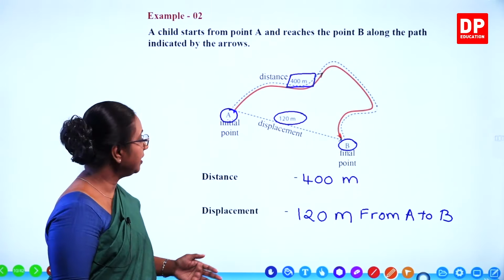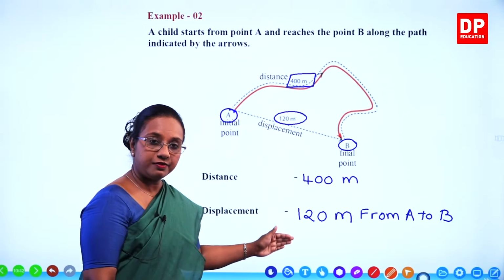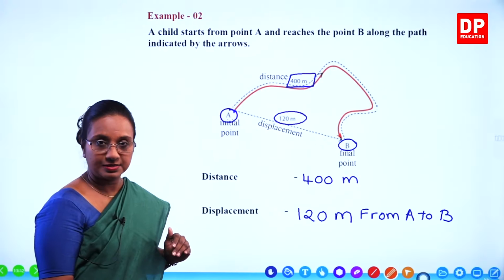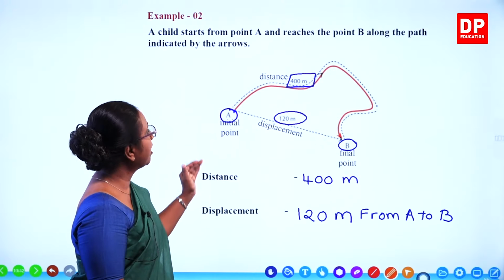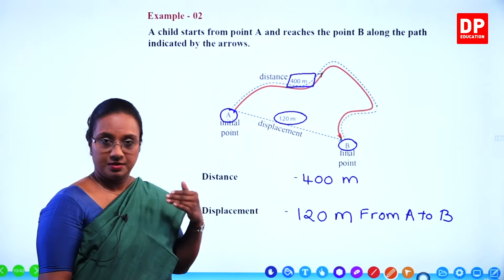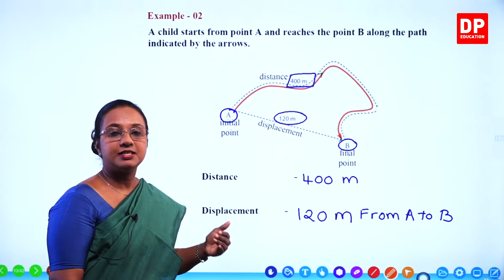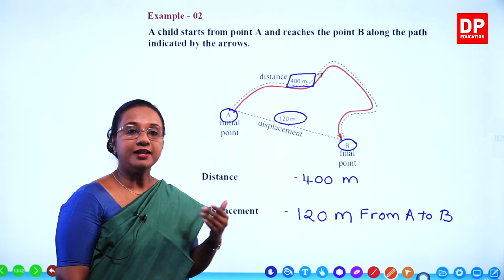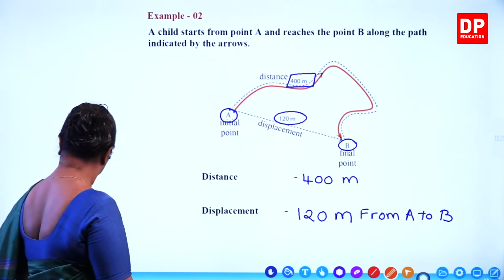Again, you can see the magnitudes are different and there is a direction for displacement. So this is where, for the same person undergoing the same motion, the distance and the displacement are different. We will look at another example.